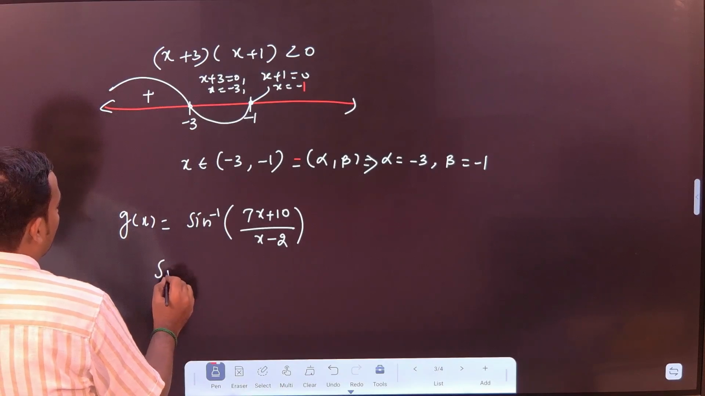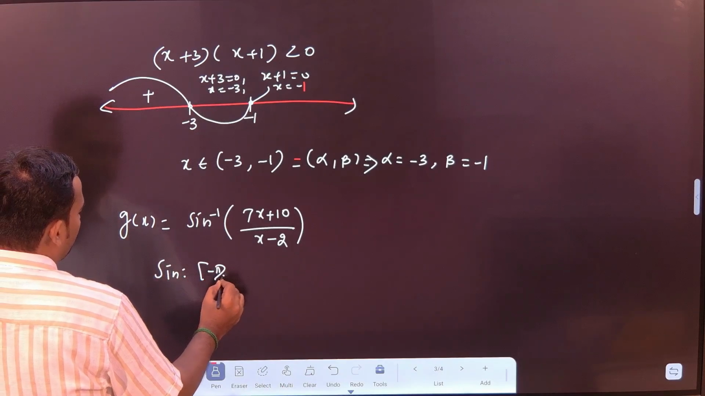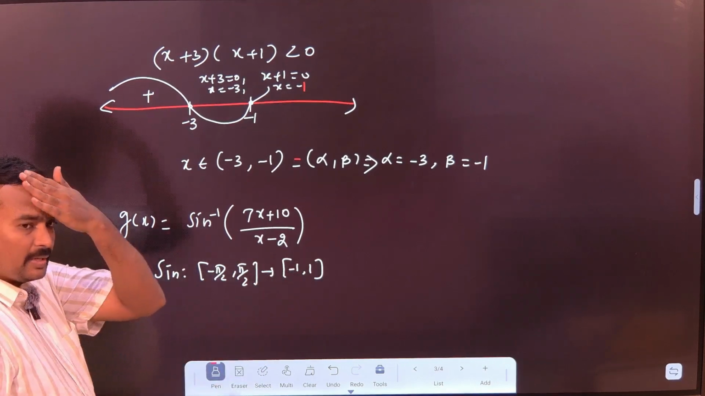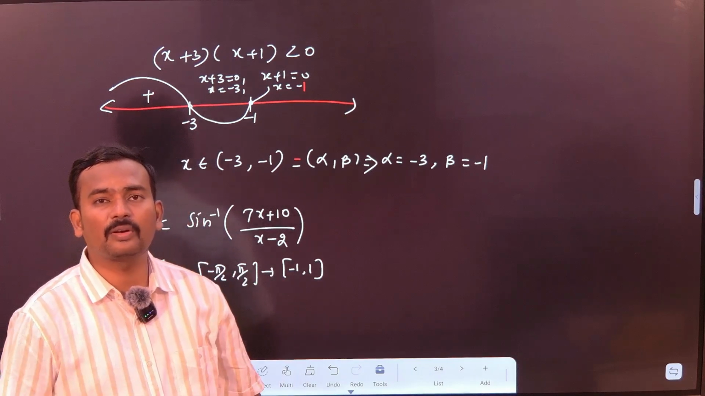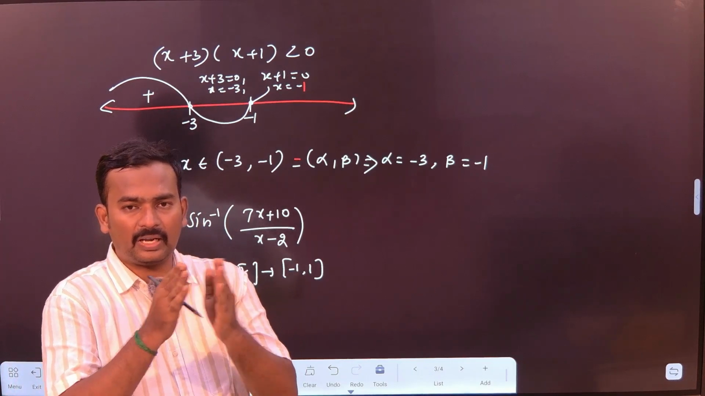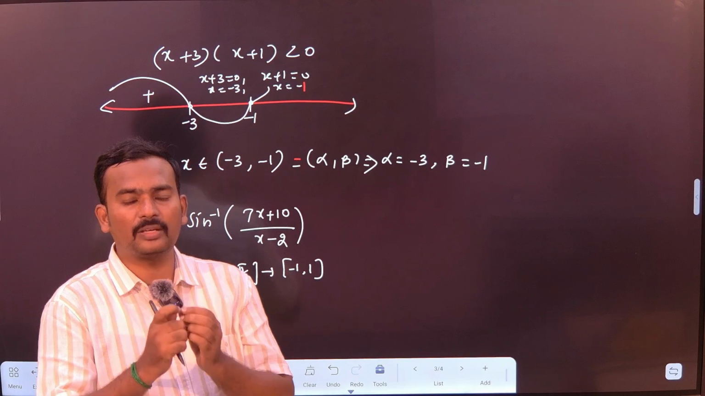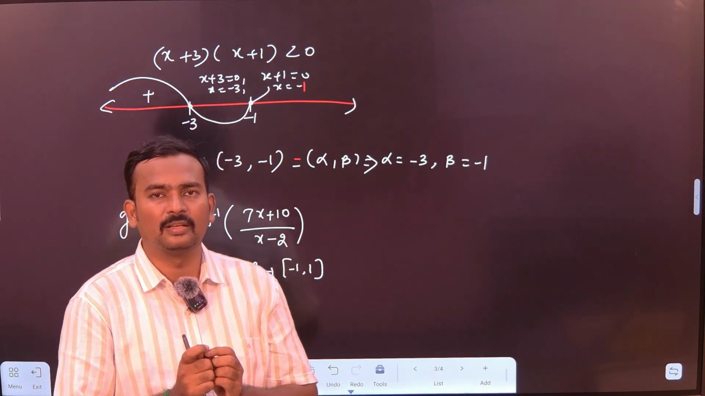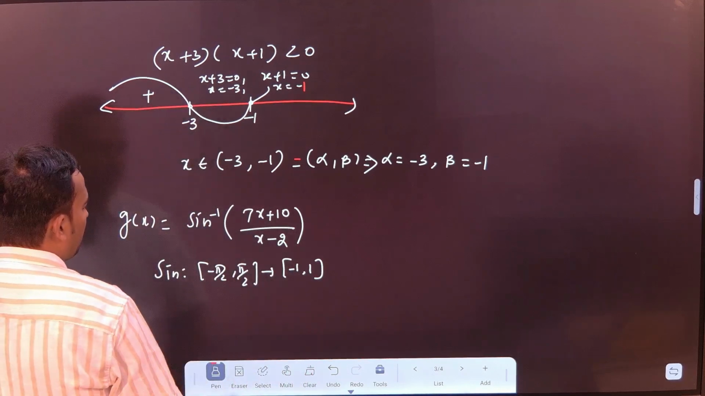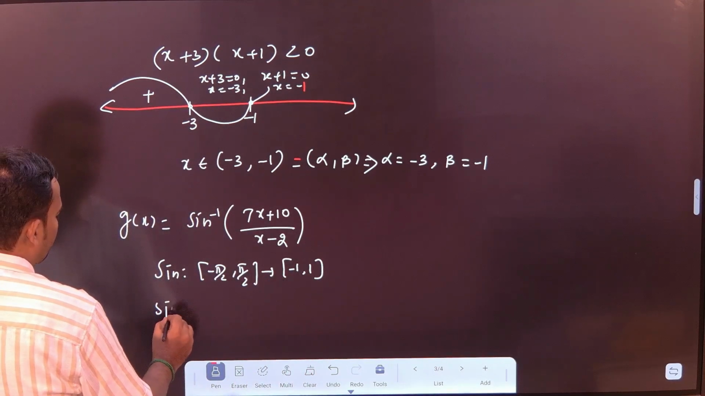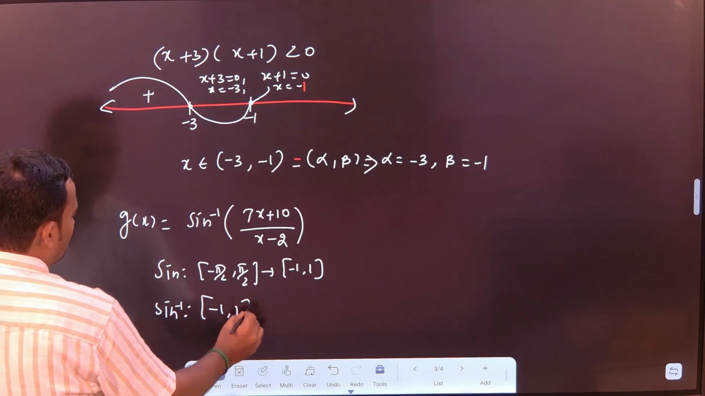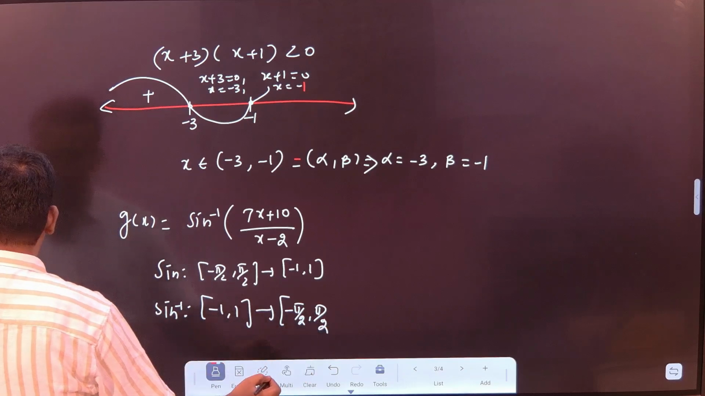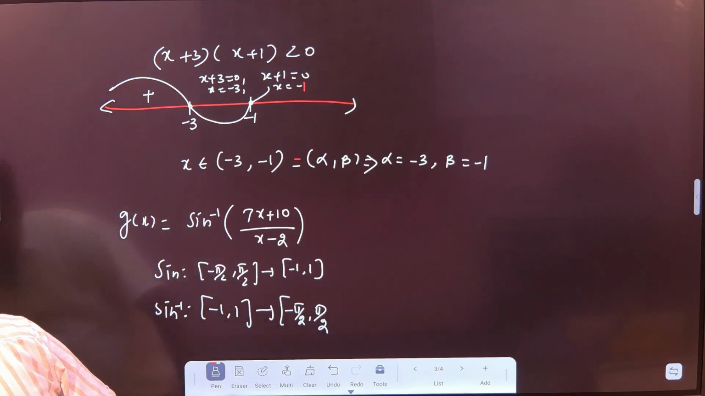You know that sine is a function from minus pi by 2 to pi by 2, and the range is minus 1 to 1. You already know that, right? If an inverse exists, one correspondent is required. Therefore, sine is defined on real numbers, but it is restricted to minus pi by 2 to pi by 2, and in that interval only one correspondent exists. So the sine inverse will be from minus 1 to 1 to minus pi by 2 to pi by 2. Clear? I hope everyone understands.